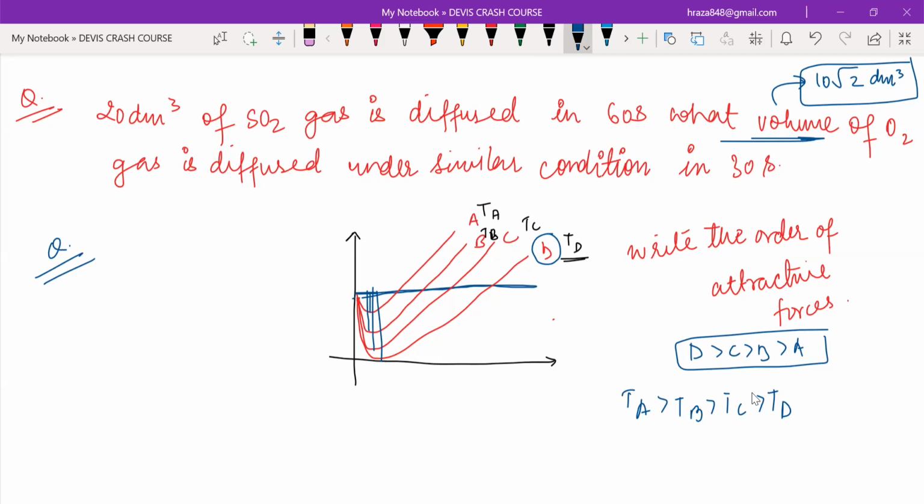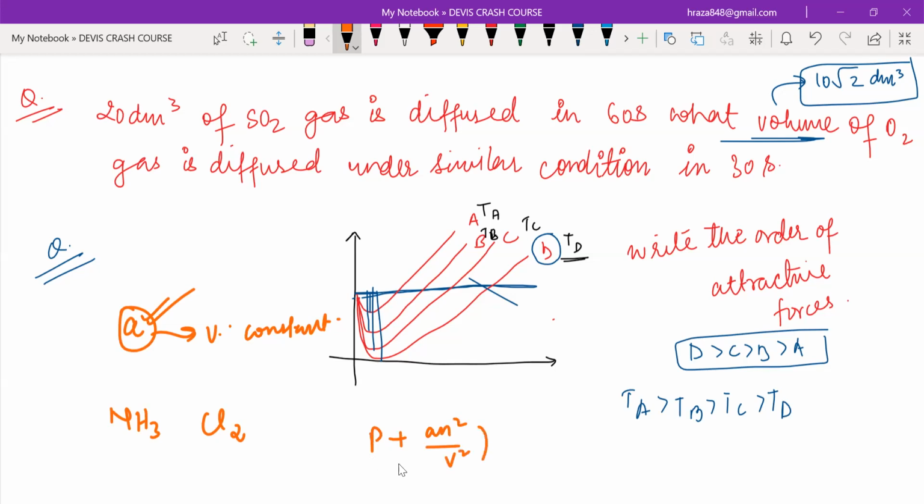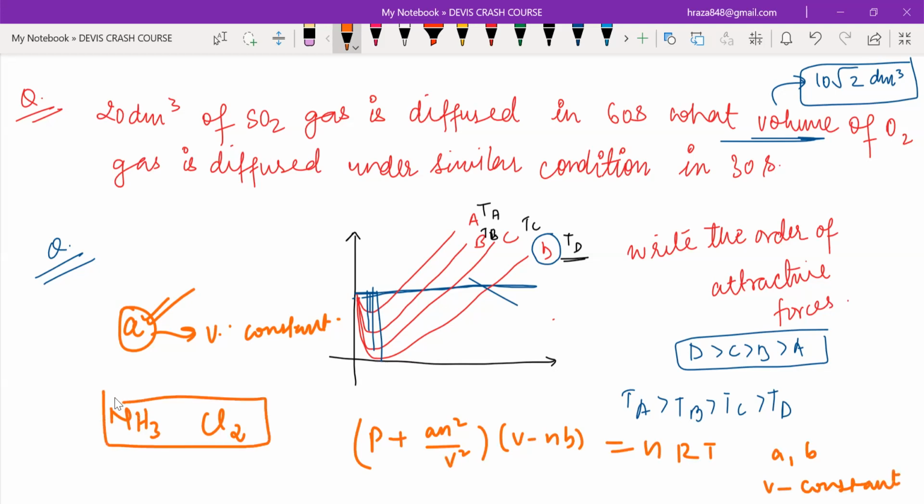Now if I ask you to arrange NH3 and Cl2 in order of their attractive force, in increasing or decreasing order of A. You know, A is the van der Waals constant, right? In the equation P plus A n square upon V square into V minus nB equals nRT. So A and B are van der Waals constants. If I ask which one will have the greater value of A, what will be your answer?